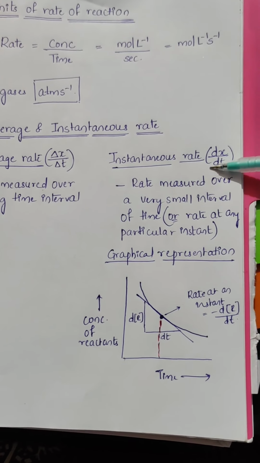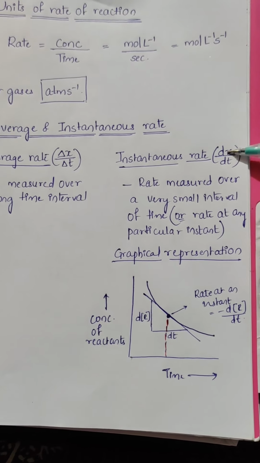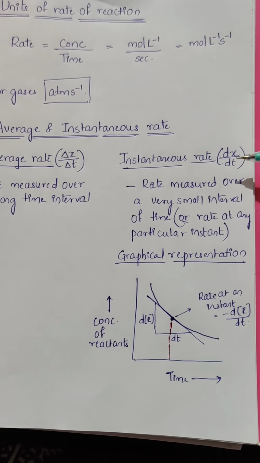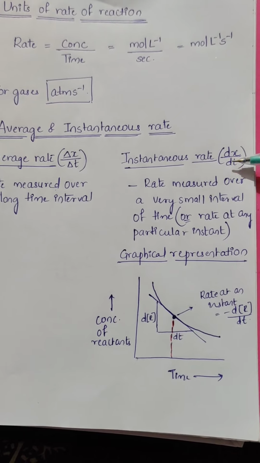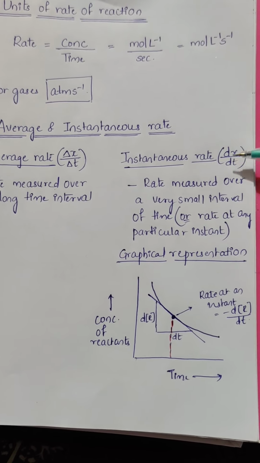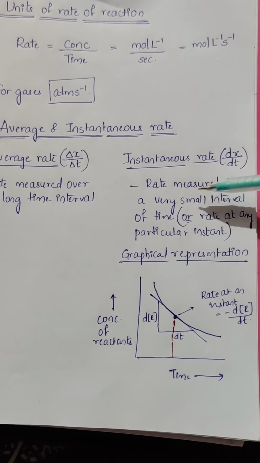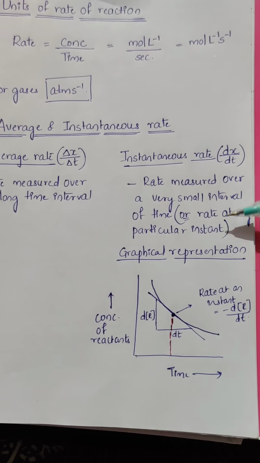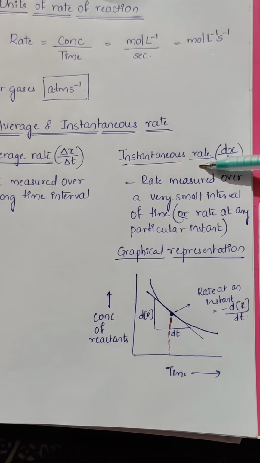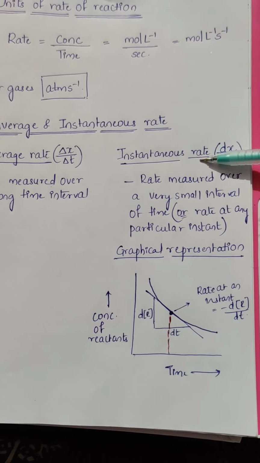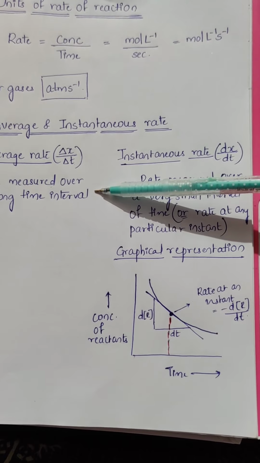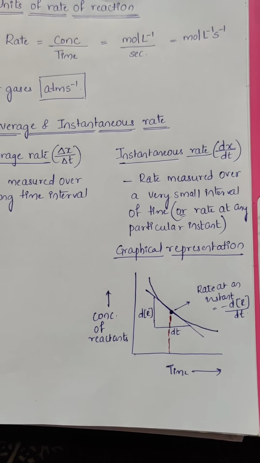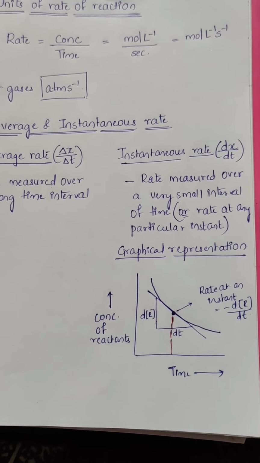Now instantaneous rate is represented by a small d. Here d refers to a small change, so dt is a small interval of time. Whenever a rate is measured over a very small interval of time, or a rate which is measured at a particular instant, we refer to it as an instantaneous rate. So average rate is measured over a long time interval, and instantaneous rate is measured over a very small interval of time.